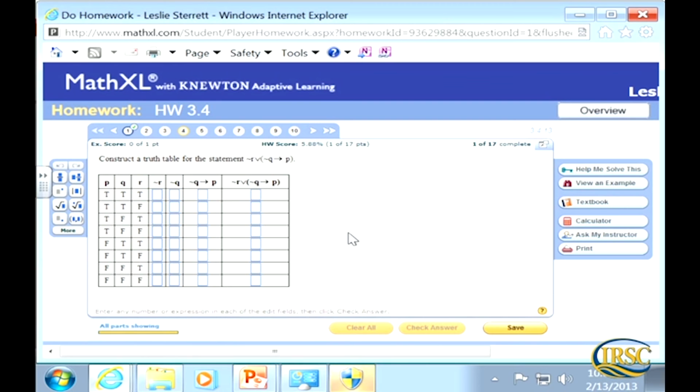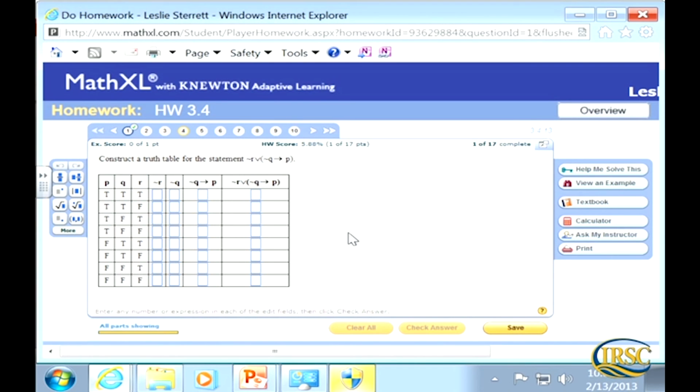Okay, now they chose to do the not R and then the not Q and then the not Q then P. Okay, it doesn't matter the order of the following columns. I probably would have done the not Q first and then done the not Q then P and then done the not R, because I just like to go in order of operations. But it's up to you, you have some leeway on which order you want to do your columns.